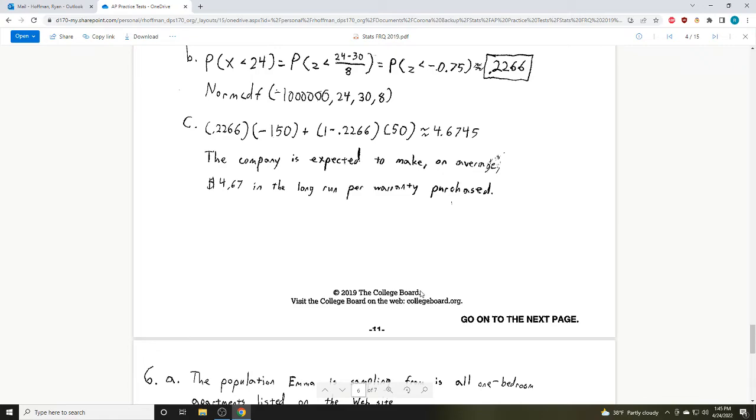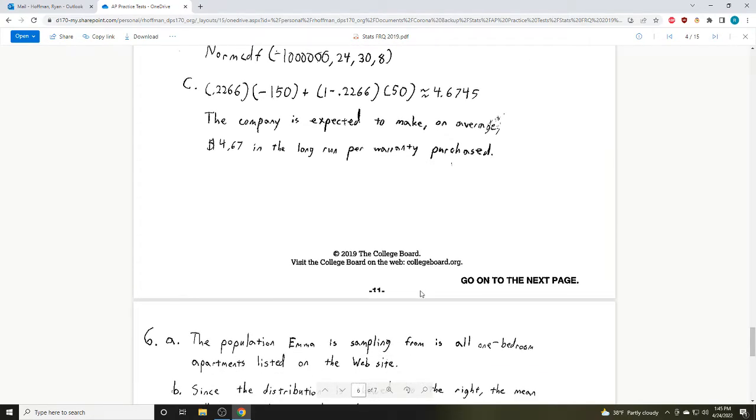So first off, part A. Part A, what is the population? Well, the population that we can generalize to is the population that you sampled from. And so the sample that we took was out of all the one-bedroom apartments from the website. That was specifically the group that we sampled, so that's specifically the population we can make conclusions about.